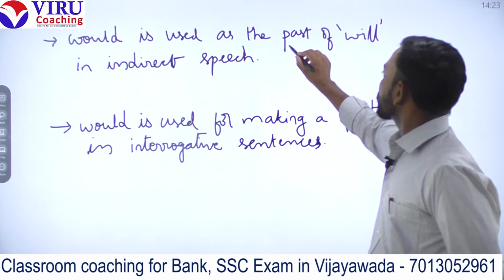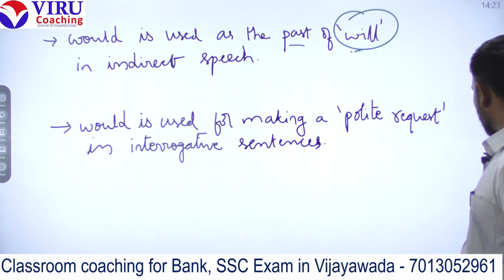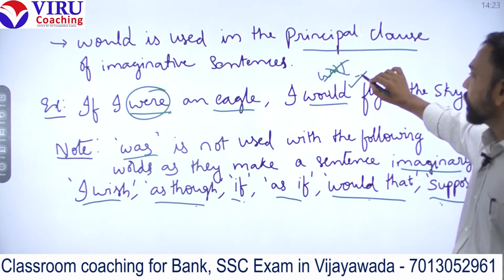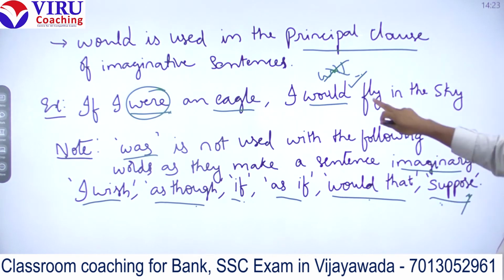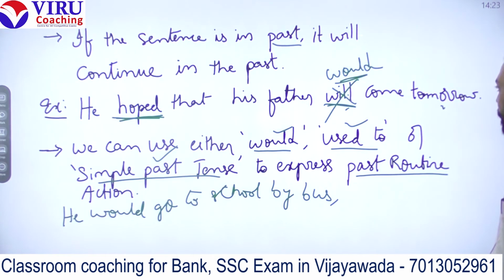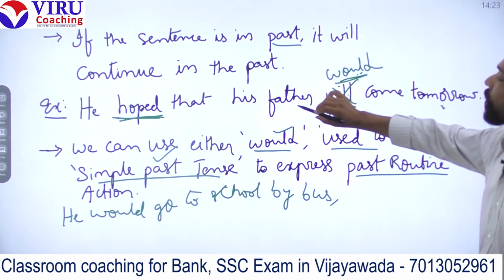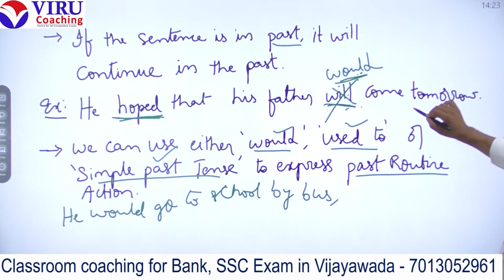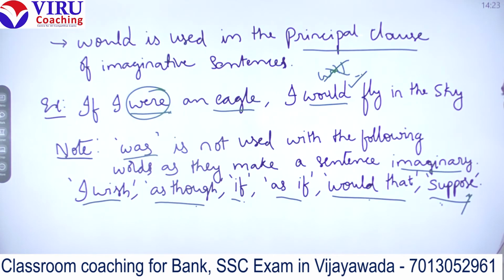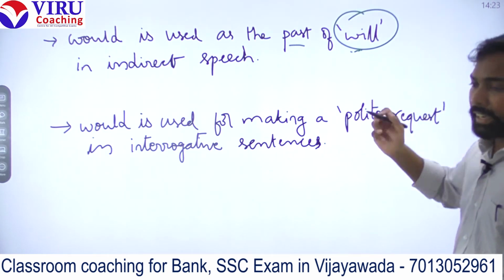Would is used as the past of will. This example we used before. I explained to you here: for will, would is the past tense. He hoped that his father would come tomorrow. So for will, would is a past tense. Would is used as a past of will in indirect speech.